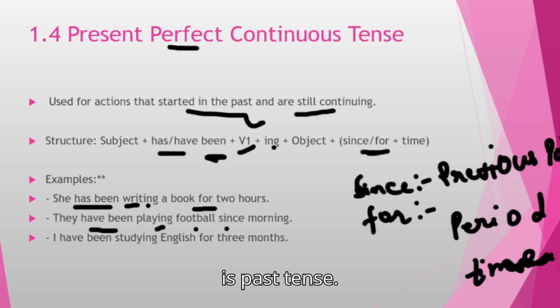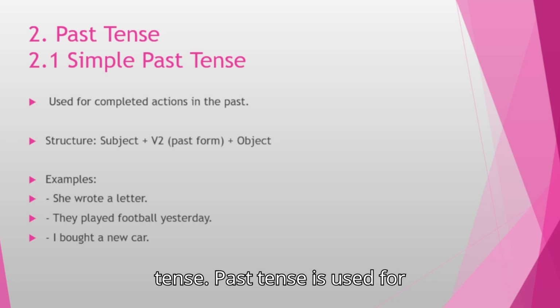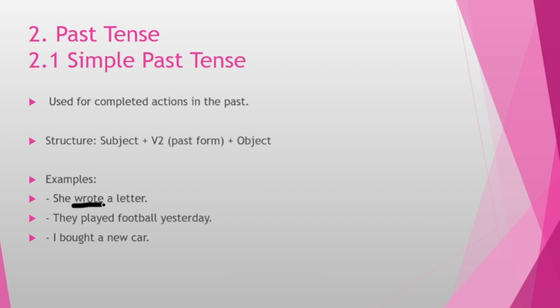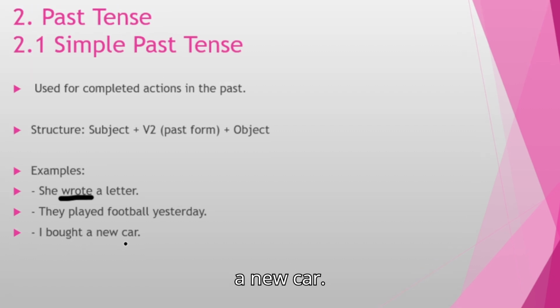Next is past tense. Now in past tense we have simple past tense. Past tense is used for completed actions in the past. So the structure of the sentence will be subject plus verb's second form plus object. Simple it is. For example, she wrote a letter. Subject is she, wrote is verb second form, letter is object. They played football yesterday. I bought a new car.